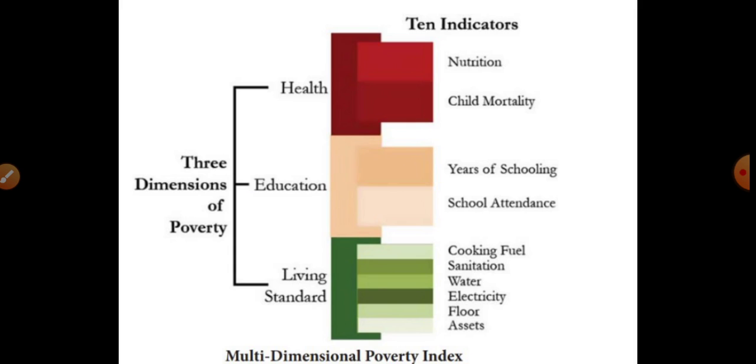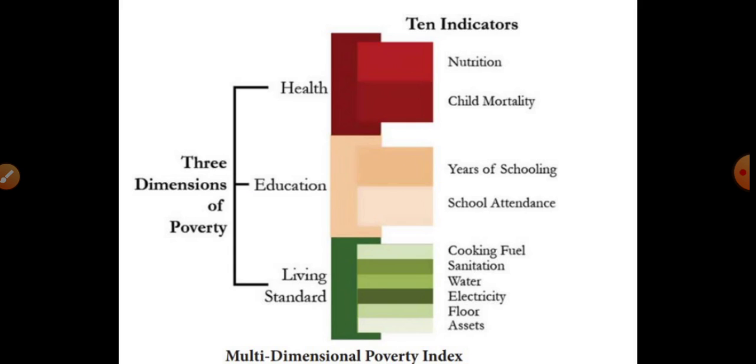Then the 10 important indicators are nutrition, child mortality, years of schooling, school attendance, cooking fuel, sanitation, water, electricity, floor and assets. Listen very carefully, students. What are the three dimensions of poverty? Very good. Health, education and living standard.